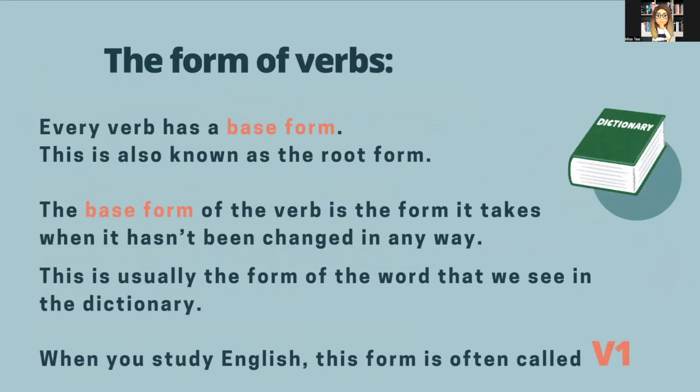Now, the form of the verbs. Every verb has a base form. This is also known as the root form. The base form of the verb is the form it takes when it hasn't been changed in any way. This is usually the form of the word that we see in the dictionary. When you study English, this form is often called V1.